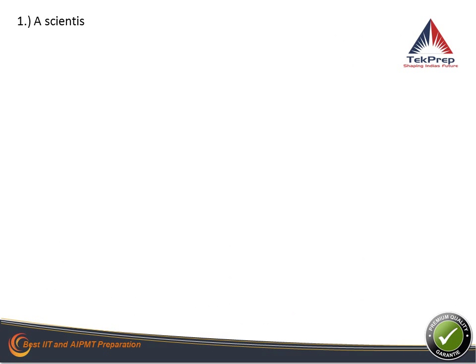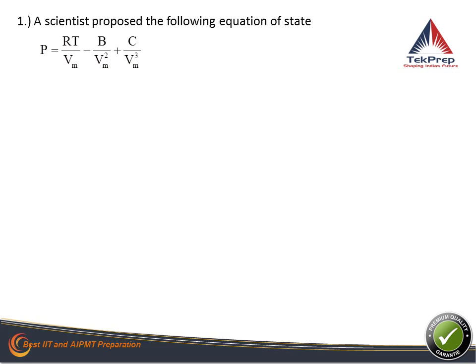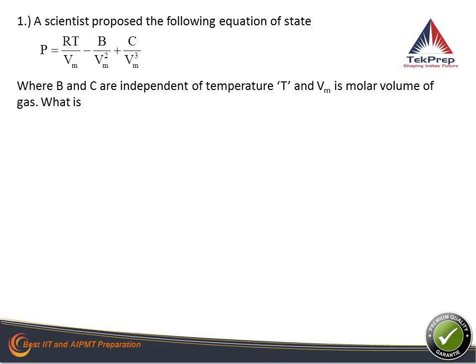The question asked is: a scientist proposed the following equation of state for a gas, which is given by P equals RT by Vm minus B by Vm square plus C by Vm cube, where Vm stands for the molar volume, and where B and C are independent of temperature T. There are two factors, B and C, which are independent of temperature, and as specified, Vm stands for molar volume.